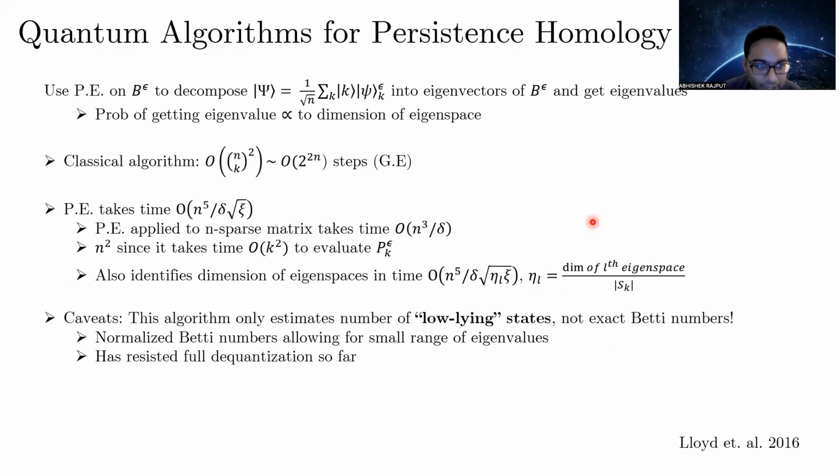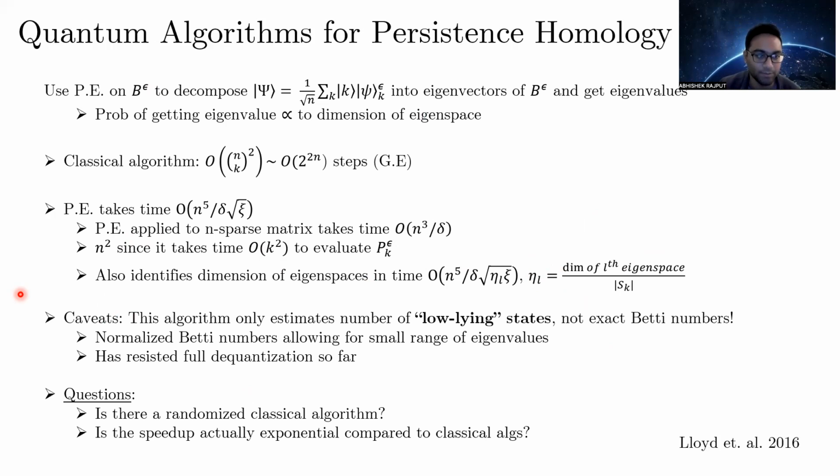There are a few caveats to this algorithm. This algorithm really estimates the number of low-lying states, not the exact Betti numbers. So these are basically the normalized Betti numbers within a certain small range of eigenvalues. But the reason this whole algorithm attracted a lot of interest is because it has resisted dequantization. Around the time this was published, there were a lot of results on dequantizing algorithms that were initially claimed to have exponential speedups, and this for many years was resisting dequantization. So that's why this whole procedure attracted a lot of interest.